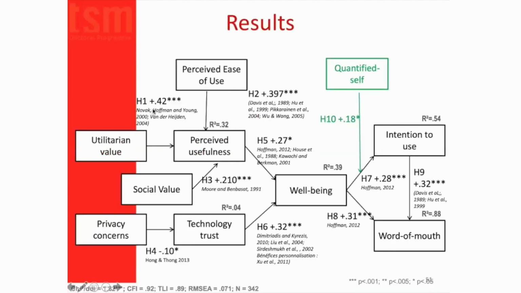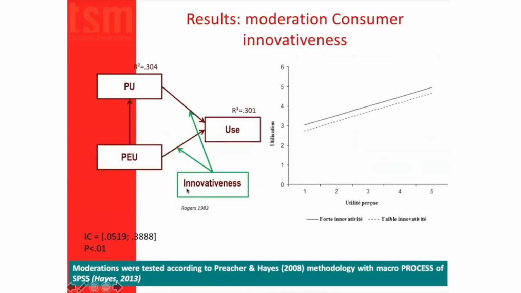Also, what you can see when I put a reference here, for example, Novak and Hoffman showed that actually the link we test is also positive, or Hong and Tong show that privacy concerns have a negative impact on trust. And so we confirm all our hypotheses, and we see indeed innovativeness has a positive impact on the link between perceived usefulness and perceived ease of use on use.